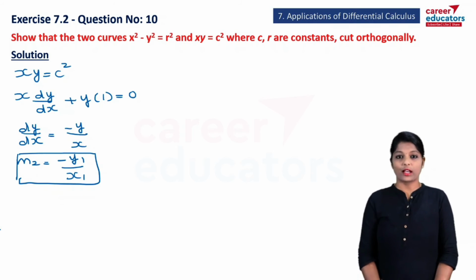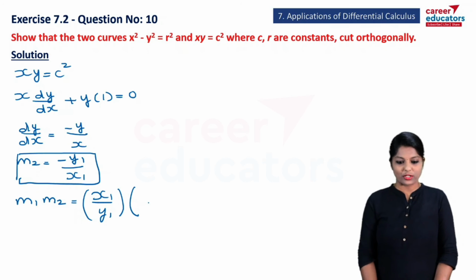Next, the question asks: we have to show that the given two curves cut orthogonally. For this, we have to find m1 into m2. If m1 into m2 equals minus 1, the given two curves cut orthogonally. Now let us check whether m1 into m2 is minus 1. m1 into m2 equal to, substituting the value of m1, x1 divided by y1, and the value of m2, minus y1 divided by x1. Cancelling, we will get minus 1.